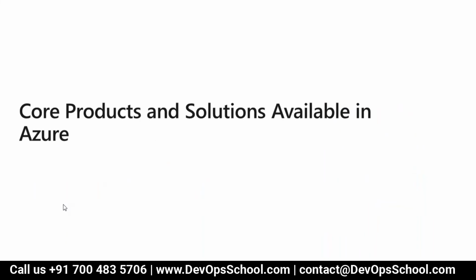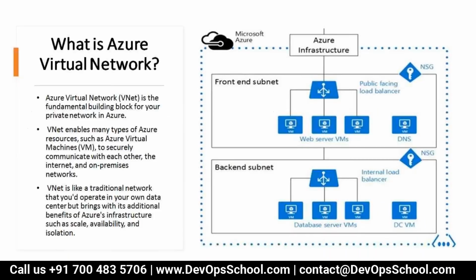Now we are going to discuss the core products and solutions available in Azure. Basically, the first core product is Azure Virtual Network, also known as VNet. Whenever we discuss virtual networks, guys, you must know what a network is. On the network, we are going to work, right? So if we want to work in the cloud, then we should work in a virtual network, right?